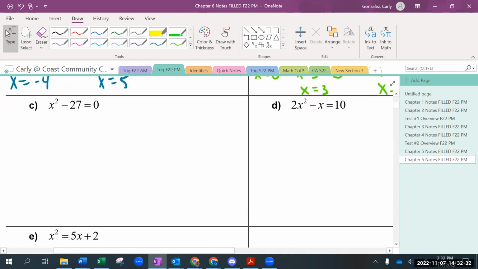So here you might notice on example C, we have x squared minus 27 equals 0. So now we have an x squared term, but no x. So this is when we have an x squared term, but no x term alone, then we can use the square root method.